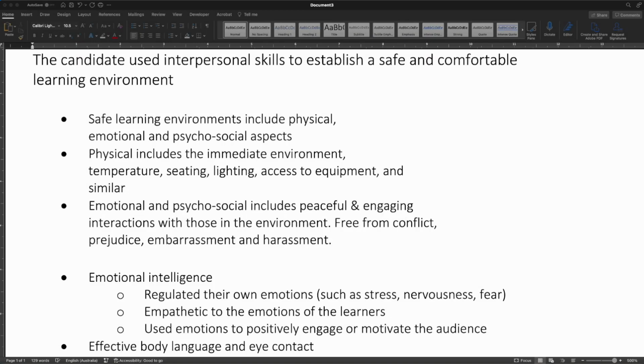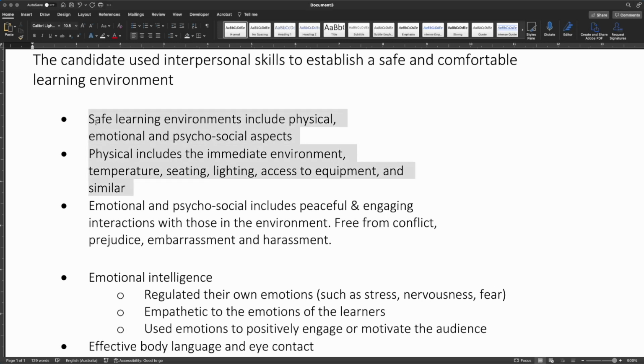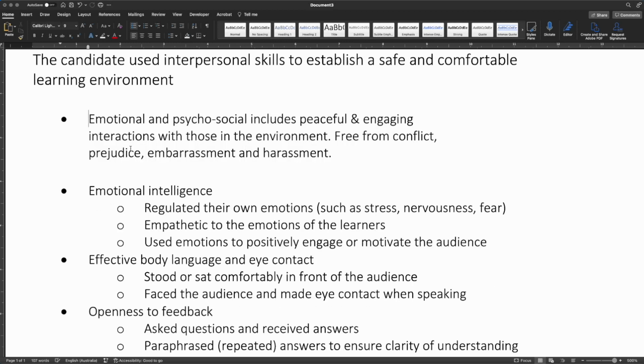Now let's look at the whole performance criterion broken down into the individual components that we've discovered from the learning content. Firstly, when we talk about a safe learning environment and the physical aspects such as temperature, seating, and lighting, this isn't using interpersonal skills. So we can remove that completely, because this isn't something we want to observe during this particular performance criterion.